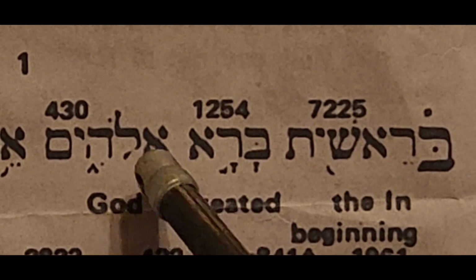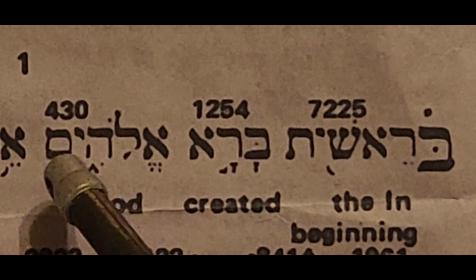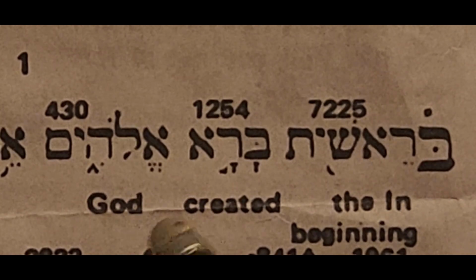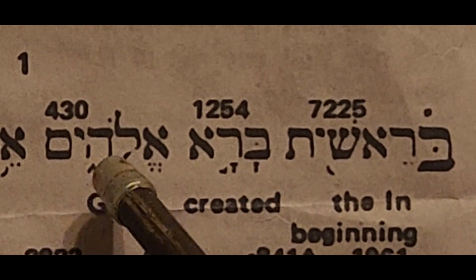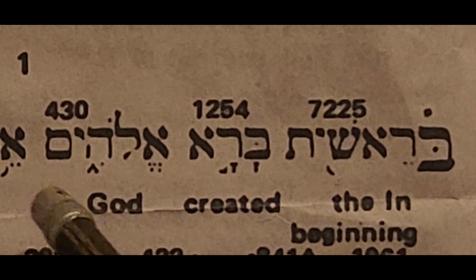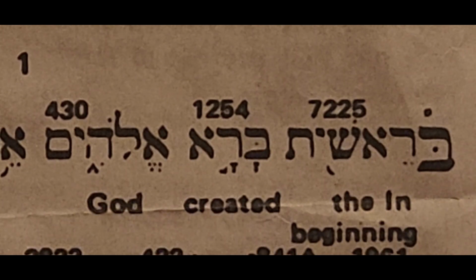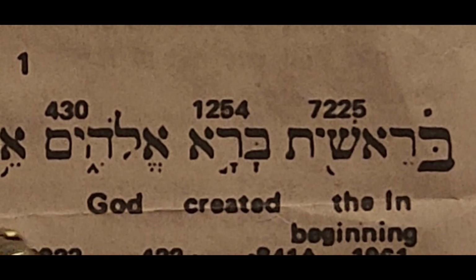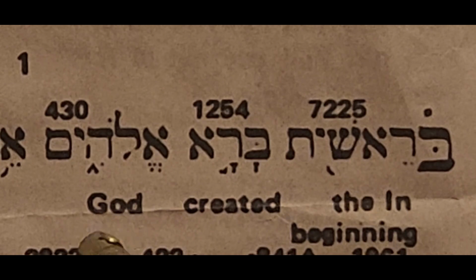This is Aleph, Lamed, He, Yod, Mem. And so if we were to say this, the letters would be A, L, He, I, M. Elohim. And this is the way in English we would say Elohim. That's the way we see it. But Elohim is the Hebrew pronunciation. So this means God.